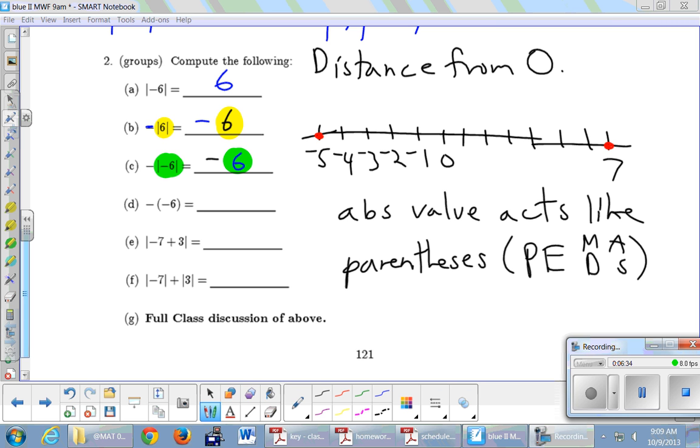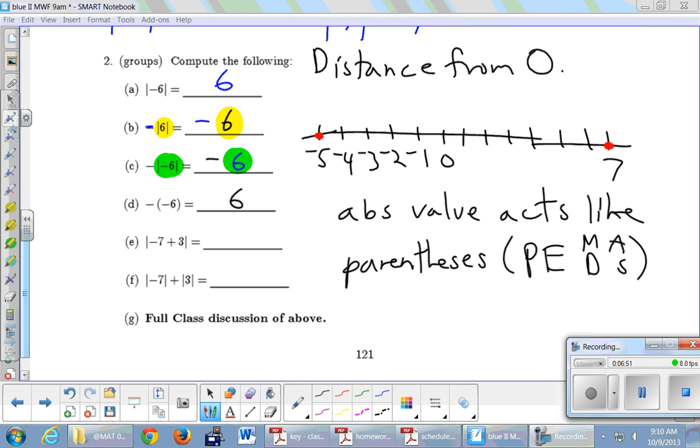Okay, how about this? Is this an absolute value? It's not, it's just -6 in parentheses. So what's -6? It's just plain old -6, right? The opposite of 6. So that's just -6.